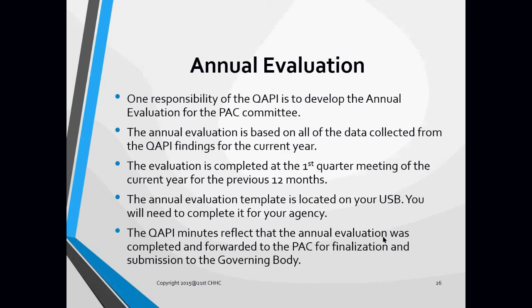Usually the QAPI committee will complete the annual evaluation during the first quarter meeting of the current year, reflecting the previous 12 months of documentation and information. We do provide you with a template on your thumb drive, and you need to complete it for your agency every year. Even if you're in a short year, if you're waiting to get your first accreditation survey, and you are only in formulation for 2 or 3 months the year before, you still need to do an annual evaluation for those few months.